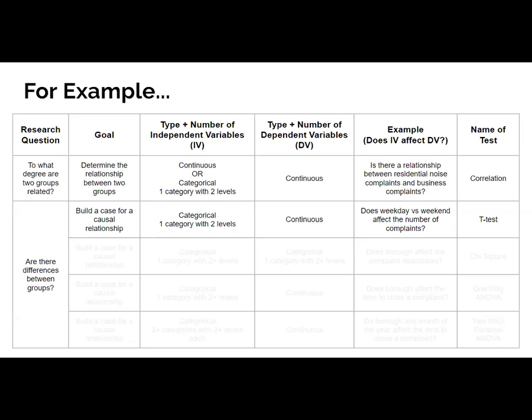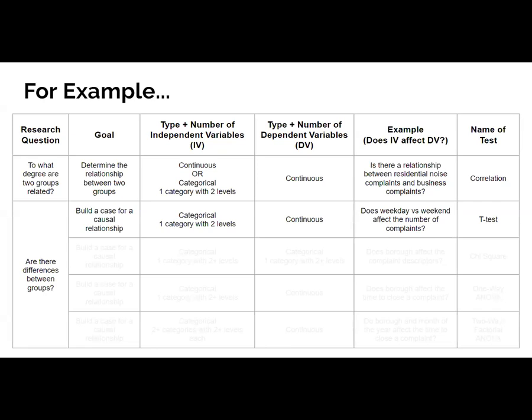So similarly, we're talking about building a causal relationship. So are there differences between the two groups, and are they statistically significant? We looked at the t-test. And for that one, the independent variable needs to be categorical and the dependent variable continuous. So an example of that, does weekday or weekend affect the number of complaints that we have?